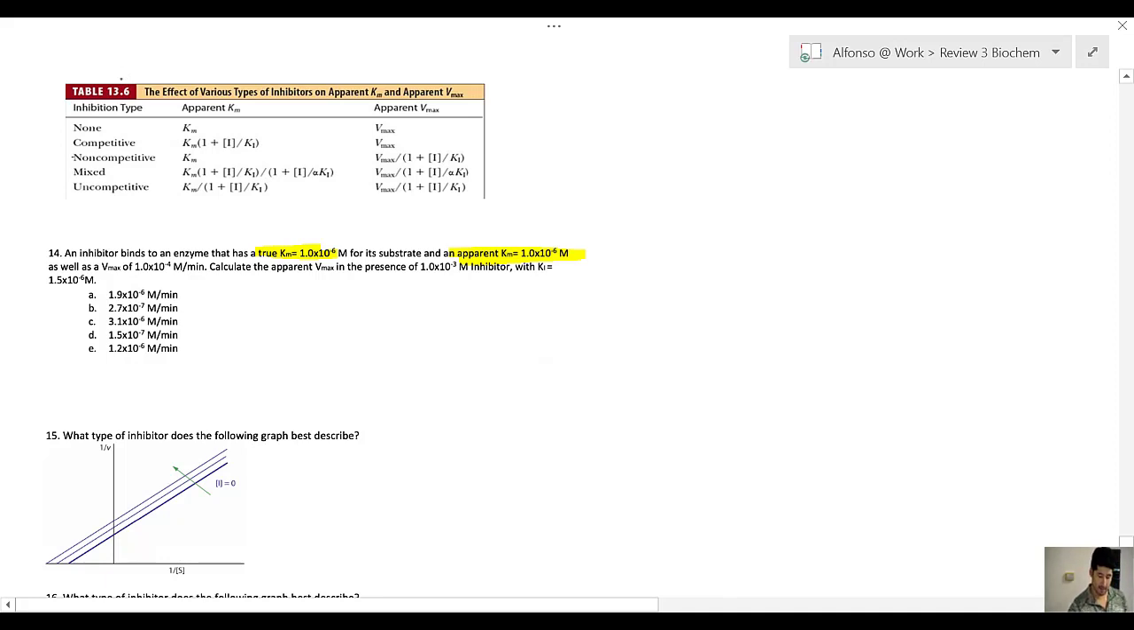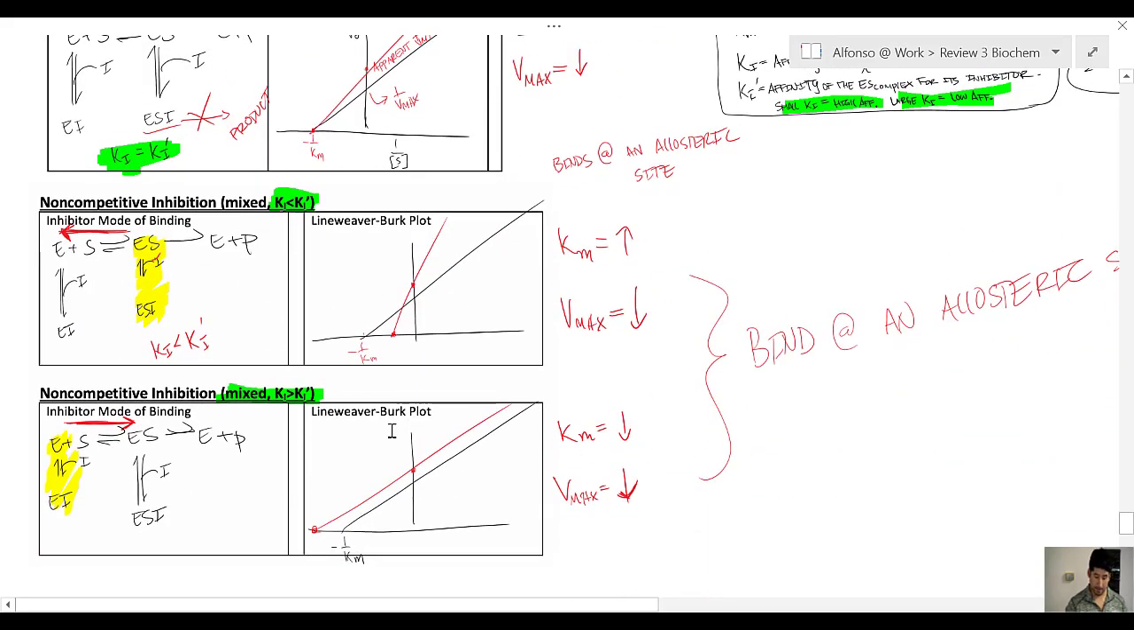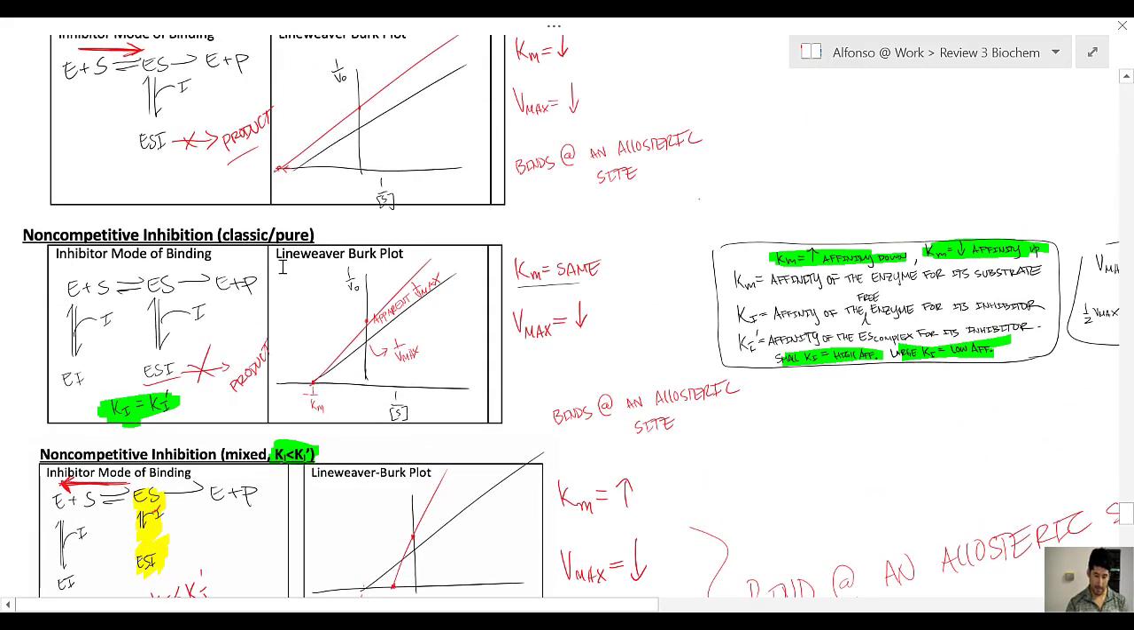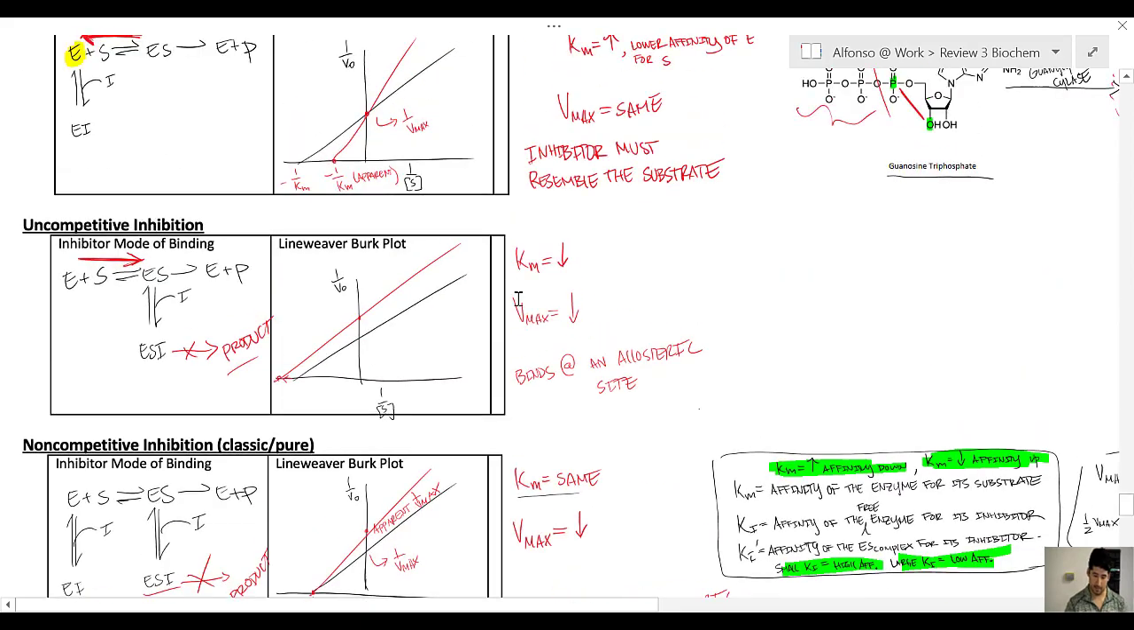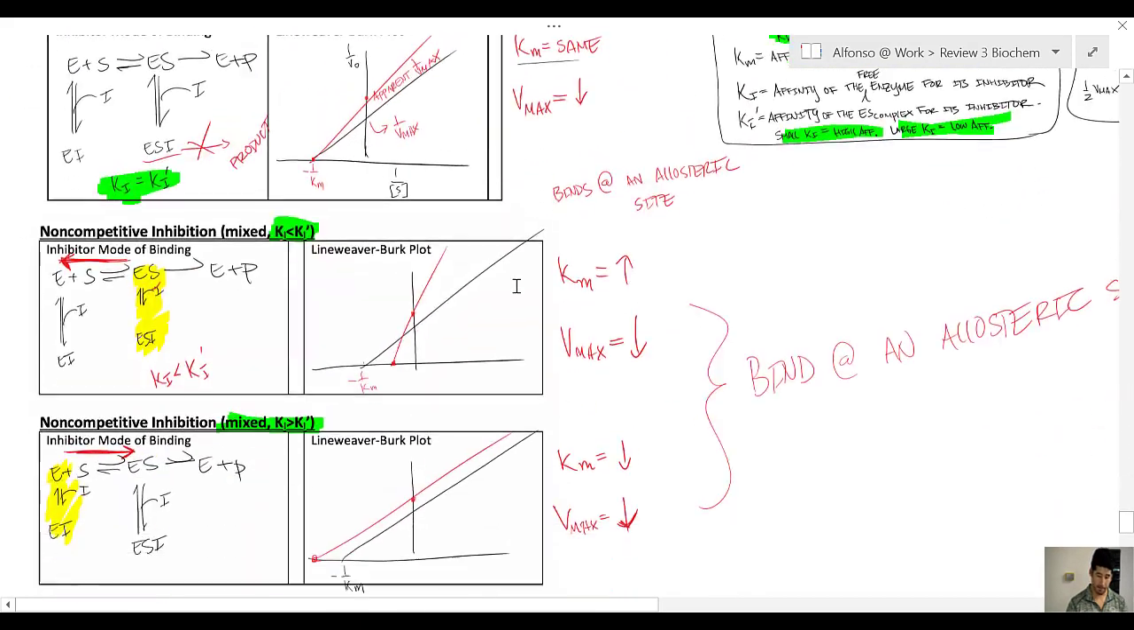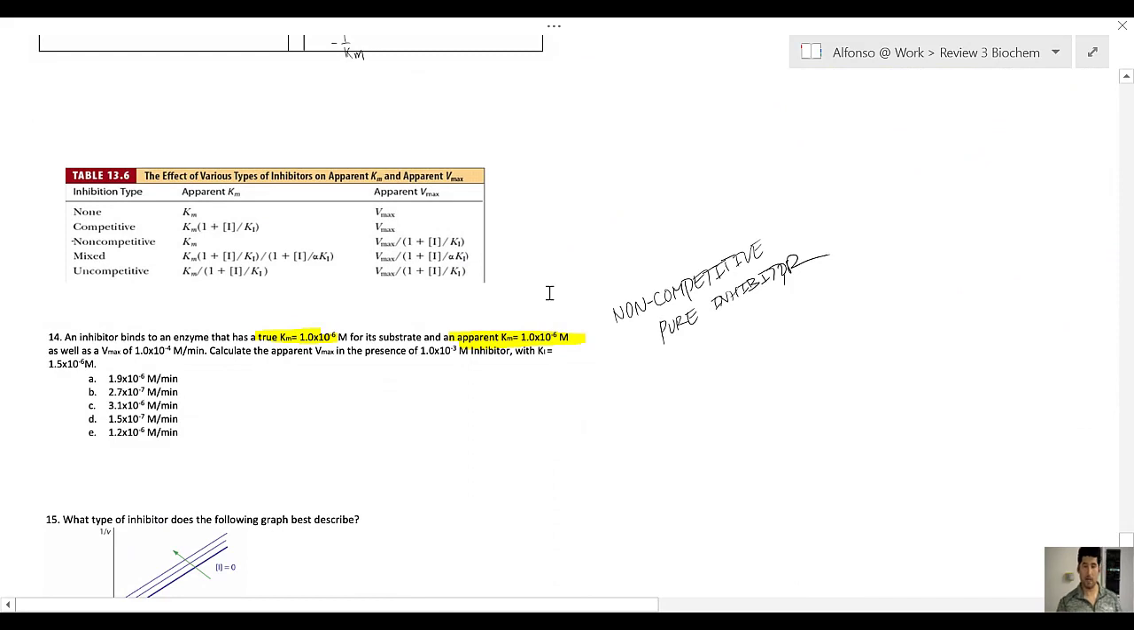Excellent work. You make me so proud. Because the Km didn't change, that means that we have a non-competitive inhibitor. Is it mixed or pure? We have a non-competitive pure inhibitor, because non-competitive pure inhibitors are the ones where Km stays the same. So here's non-competitive mixed, where Km changes, and non-competitive pure or classic, where Km stays the same. None of the others do that.